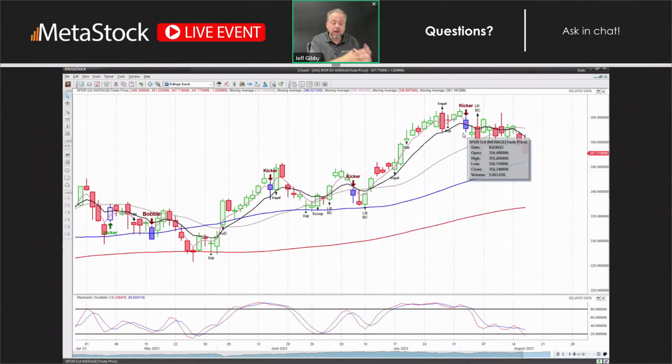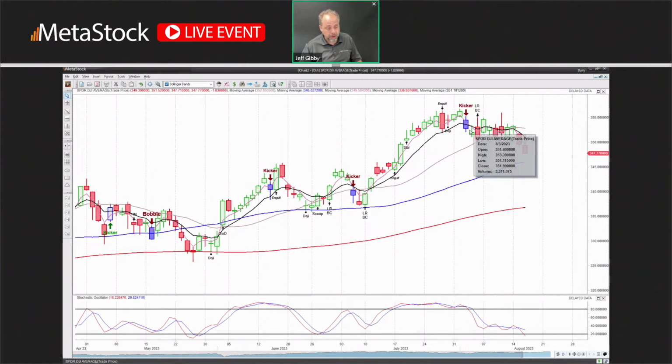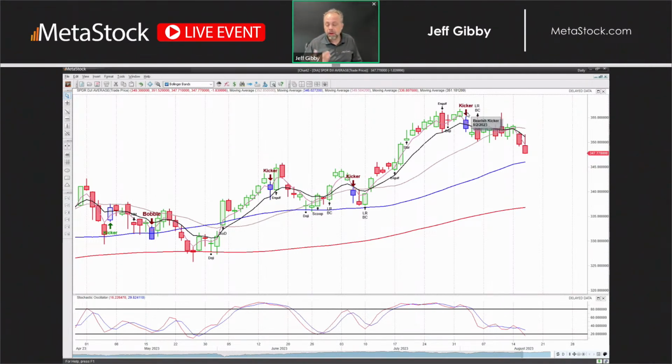This is going to identify all of those patterns for you. But in addition, if it's a pattern that you really want to pay attention to, like this kicker that happened on August 3rd, it's going to be red. It's also going to be more pronounced. It should be easier for you to see.